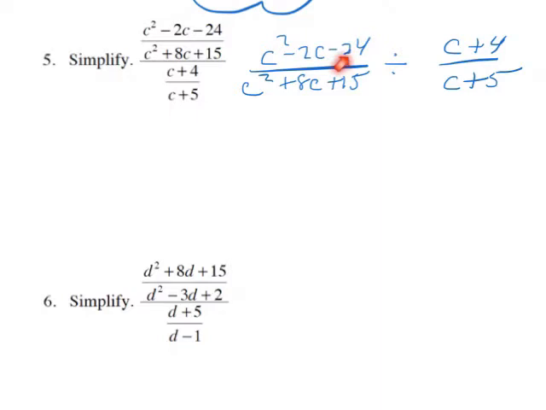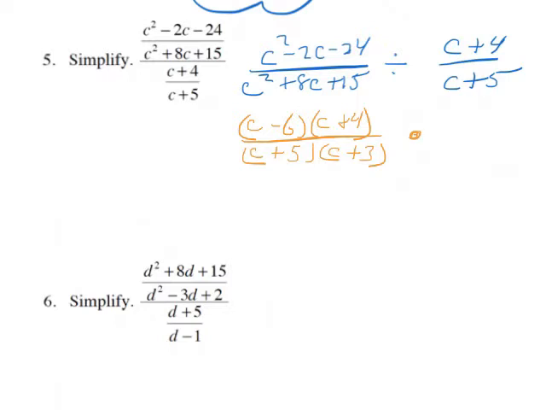So I have to think, what are factors of negative 24 that can give me a negative 2? Let's see. What would that be? Could that possibly be negative 6 and 4? Yes, that will work. What about 15? Factors of 15 that add up to 8. Well, how about 3 and 5? Okay, so let's copy those down. So we're going to have a c minus 6 and a c plus 4 over top of, here it's going to be a c plus 5 and c plus 3.